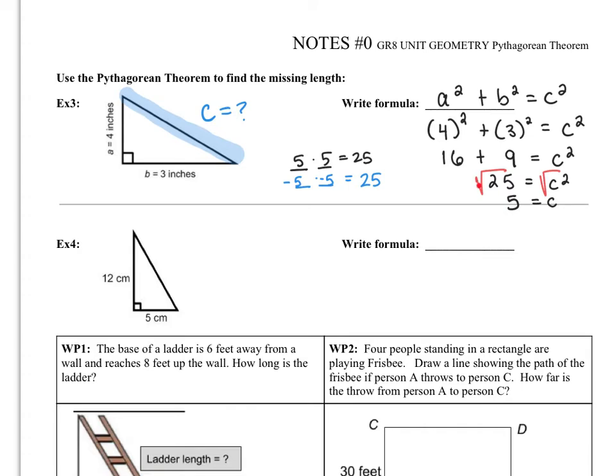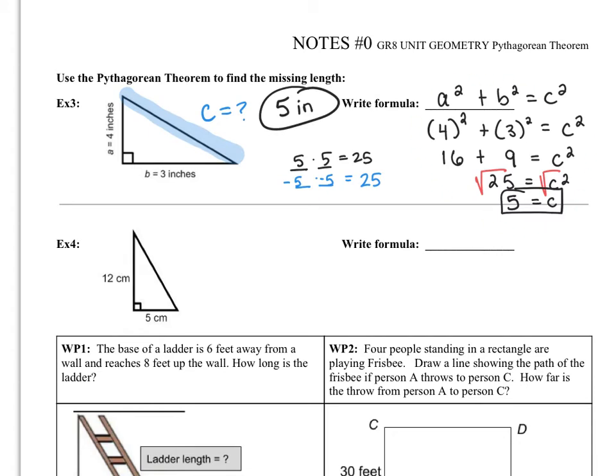So in fact, 25 has 2 square roots. It has a positive version and a negative version. Now in this case, since we're talking about a distance, we're not going to include the negative version in our answer, and we're only going to focus on the positive version. And so that means that in this case, the missing length would be 5 inches. And the Pythagorean theorem is how I've gotten that.